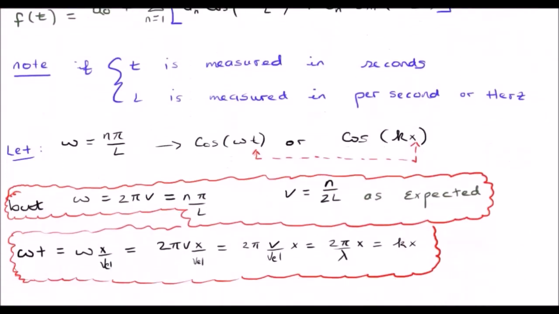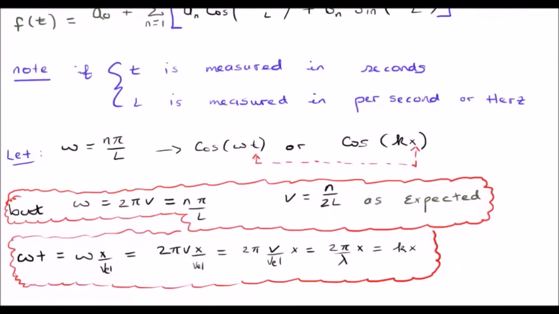And just in case you're wondering how we go between cos omega t and cos kx, I've written down the required expressions for that. Note, by the way, we're getting back that the period is twice L, which is exactly what I wanted it to be. But this is just a quick revision of Fourier series. It's not something I want to get bogged down in.